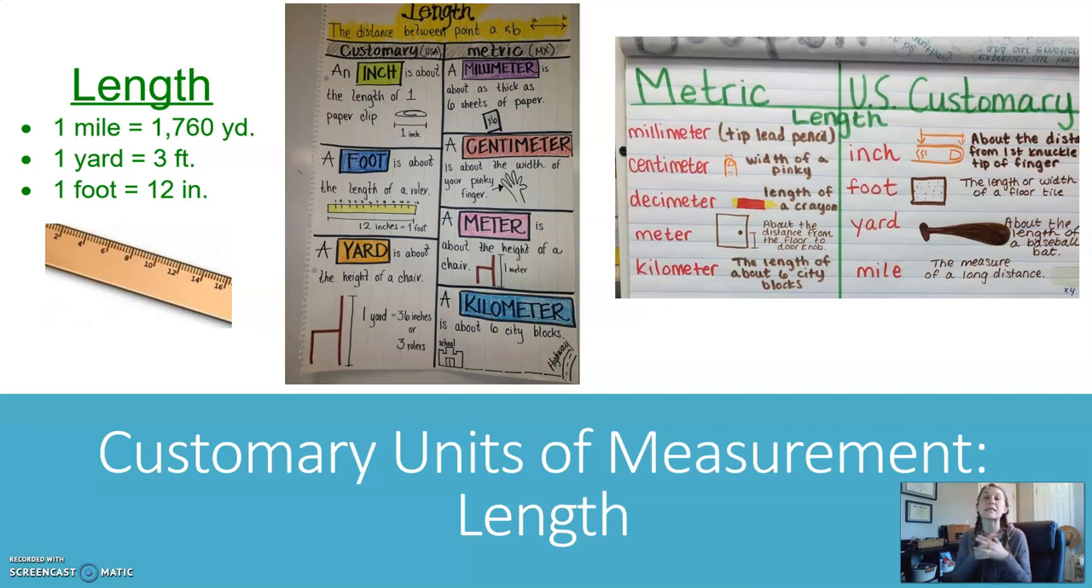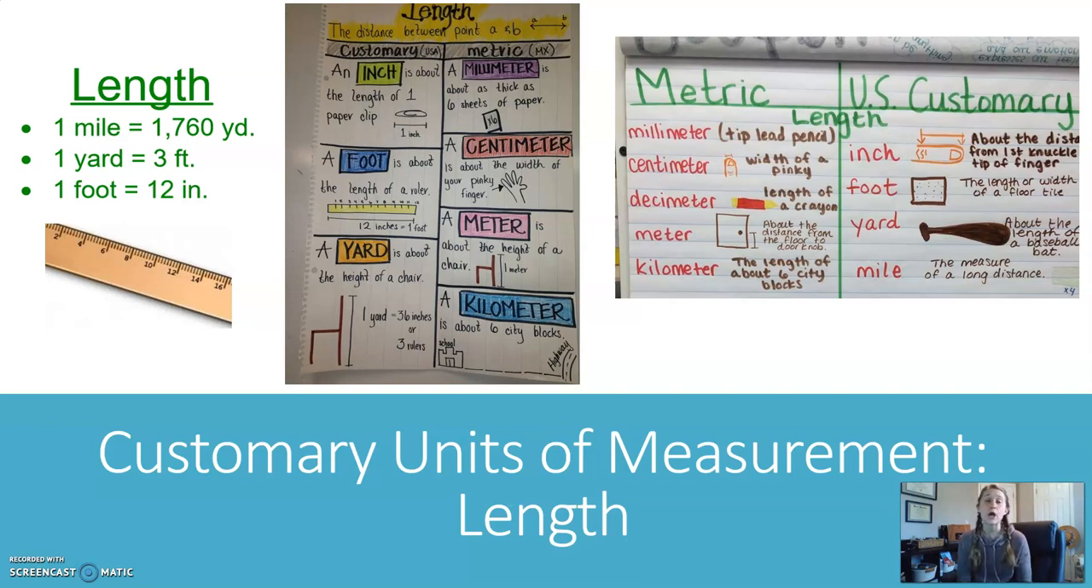This week, we're looking at the customary system. The smallest unit of measurement within the customary units of length is the inch. And an inch is about the size of a paperclip, okay? Or you could say it's about the size of from knuckle to knuckle on your finger. Like that's about 1 inch.